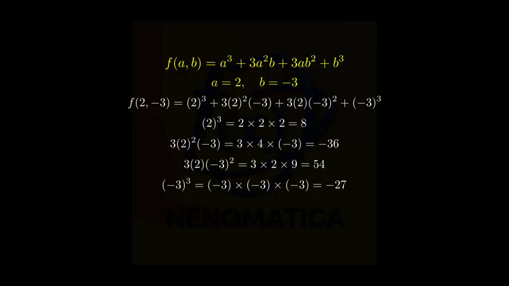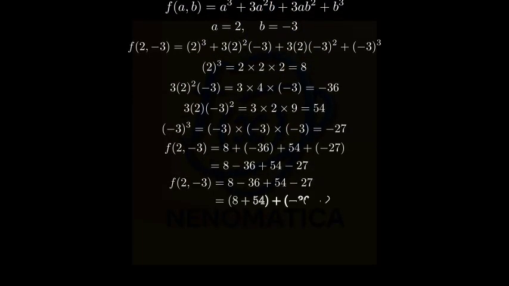For the third term, we have 3 times 2 times negative 3 squared. Negative 3 squared gives us 9, so we have 3 times 2 times 9, which equals 54. Finally, we have negative 3 cubed, which is negative 3 times negative 3 times negative 3, giving us negative 27. Now, let's put all the terms together. We have 8 plus negative 36 plus 54 plus negative 27.